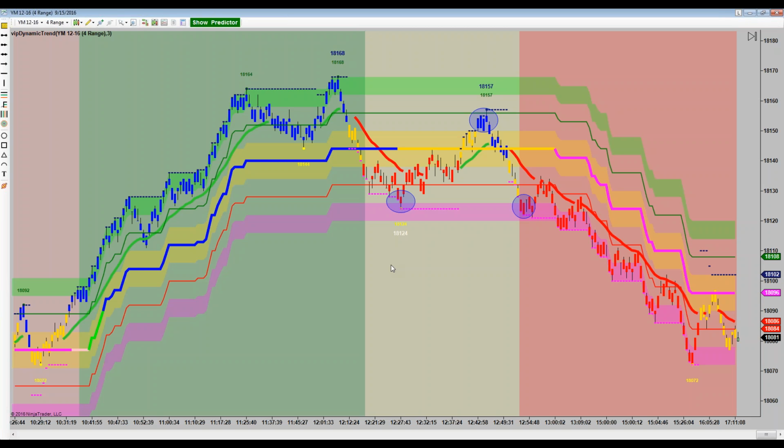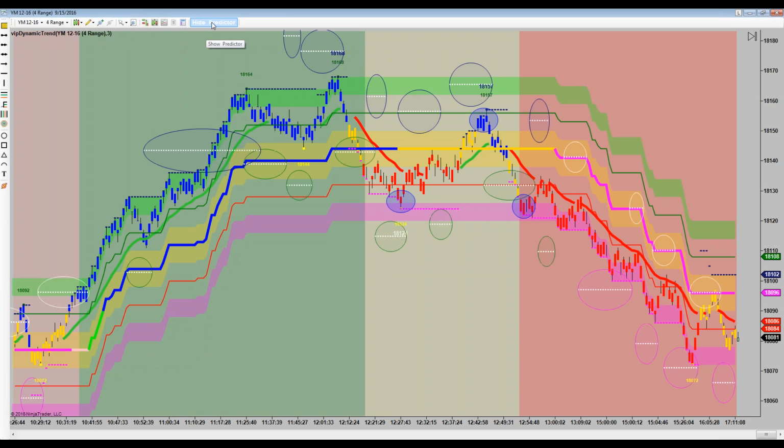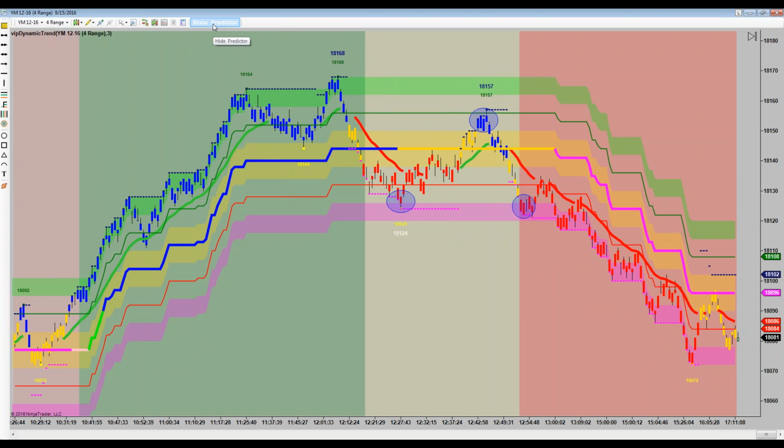This is the chart I trade with. Yeah, the only thing I've done here, Maurizio and everybody, is I've temporarily disabled the predictor indicator. You can simply toggle this on and off if you want. For simplicity's sake, for tonight, I'm just going to leave it off.